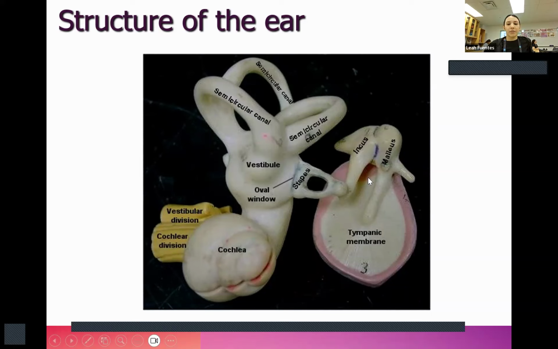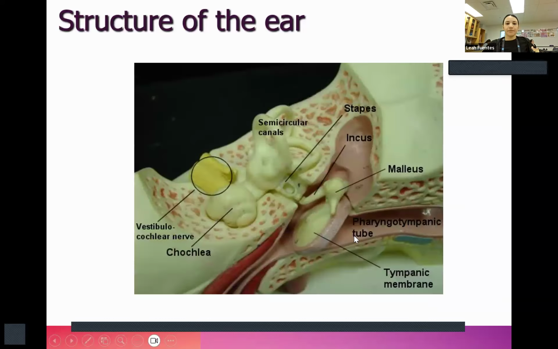Again, here's another look at that tympanic membrane. It separates the middle ear from the external ear, and then attached are the malleus, the incus, and the stapes. And then here's how that sits within our ear. This is a superior view. Here's that external ear, the pharyngotympanic tube, our tympanic membrane, malleus, incus, stapes. Here's that vestibule, our semicircular canals, the cochlea, and then that vestibulocochlear nerve back here.